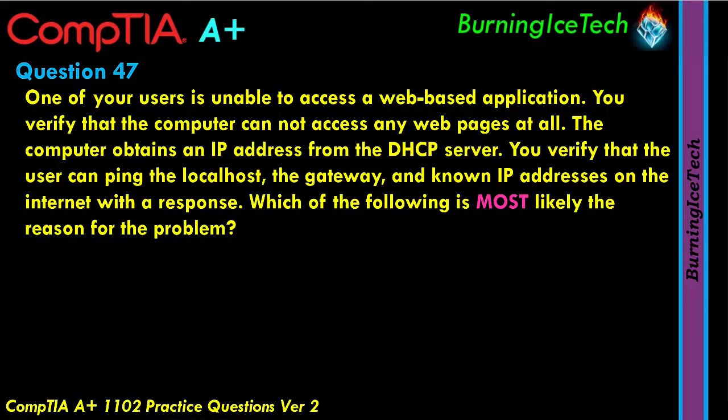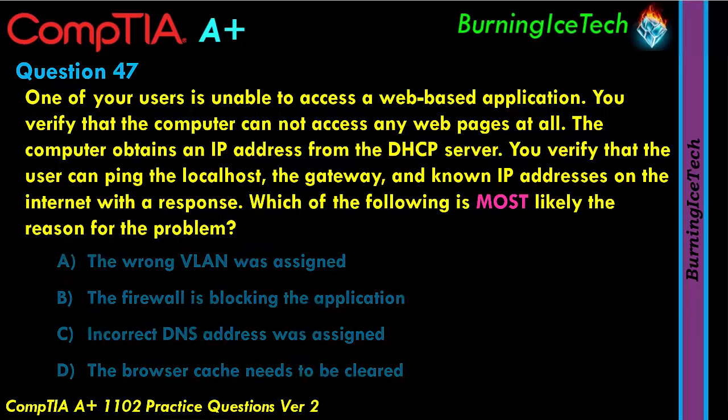So which of the following is the most likely reason for this particular problem? Is it A, wrong VLAN, so that's virtual LAN, was assigned? No, guys. If you were on the wrong VLAN, you would not be able to ping the gateway, and definitely not any IP address on the internet. You would not be able to do that. We do have internet. We just can't load pages, but we do have internet. So we're not on the wrong VLAN. If we were on the wrong VLAN, we would not be able to ping those IPs. B, firewall is blocking the application. No. They specifically said you can also not load any web pages.